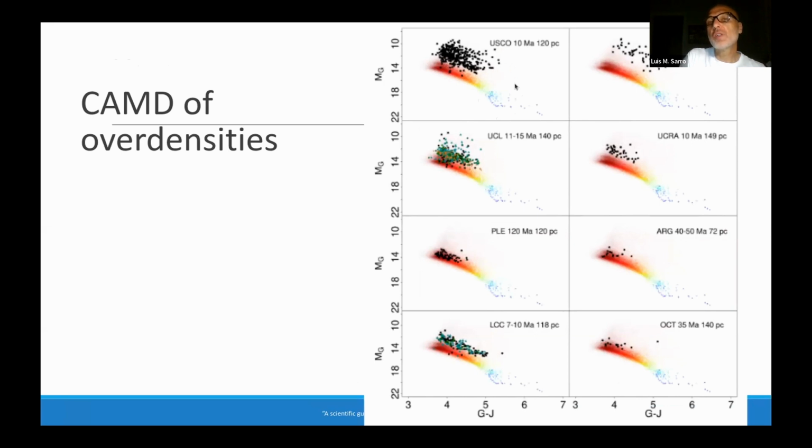And the sources in these overdensities all fall above the main sequence, and they are clearly above it for most young star-forming regions like Rho Ophiuchus, Upper Crux, and as you go older, the Pleiades almost mixes perfectly well with the main sequence. Okay, so we had a clear indication of youth here in the color absolute magnitude diagram.